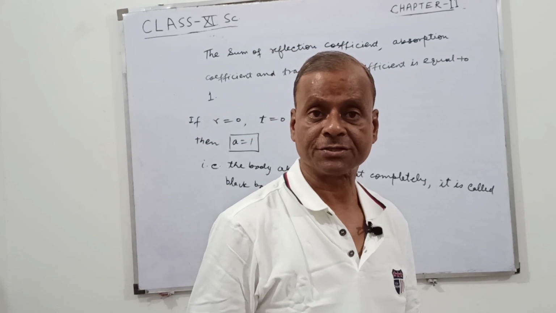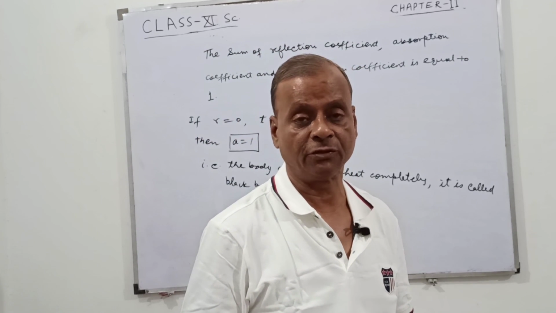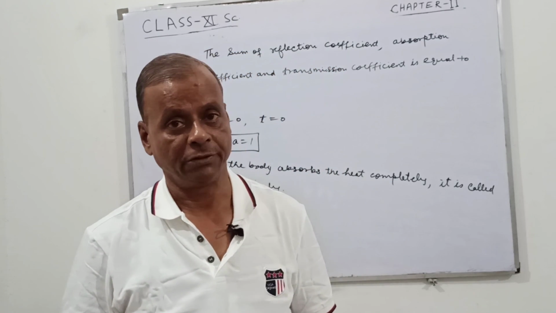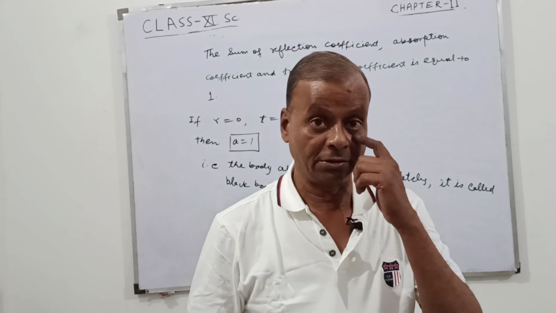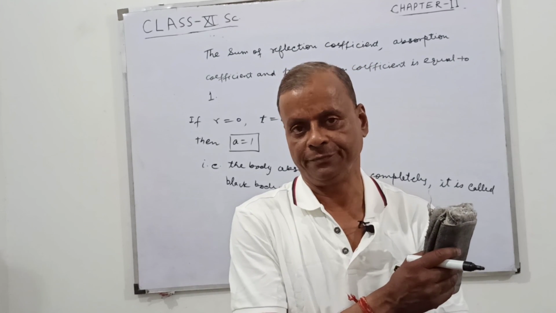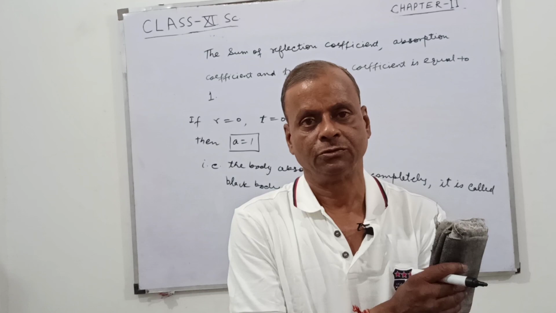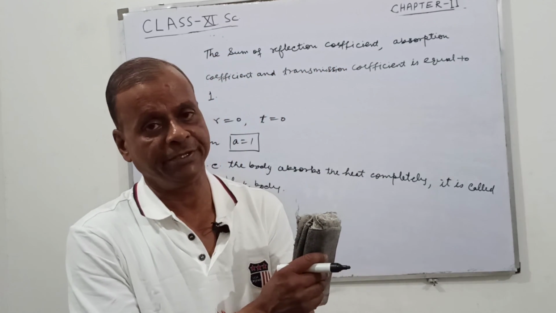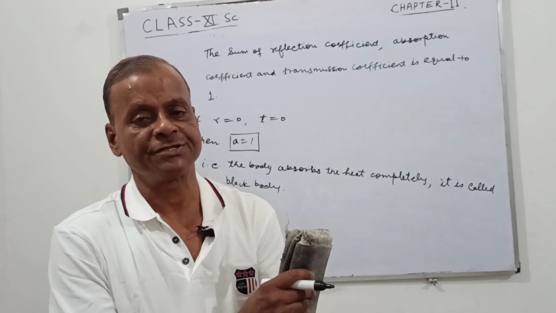Different scientists made different black bodies, but they were not considered to be proper ones. At last the body was given by Ferry. It is called the Ferry black body. So in the next video I will tell you about Ferry's black body.